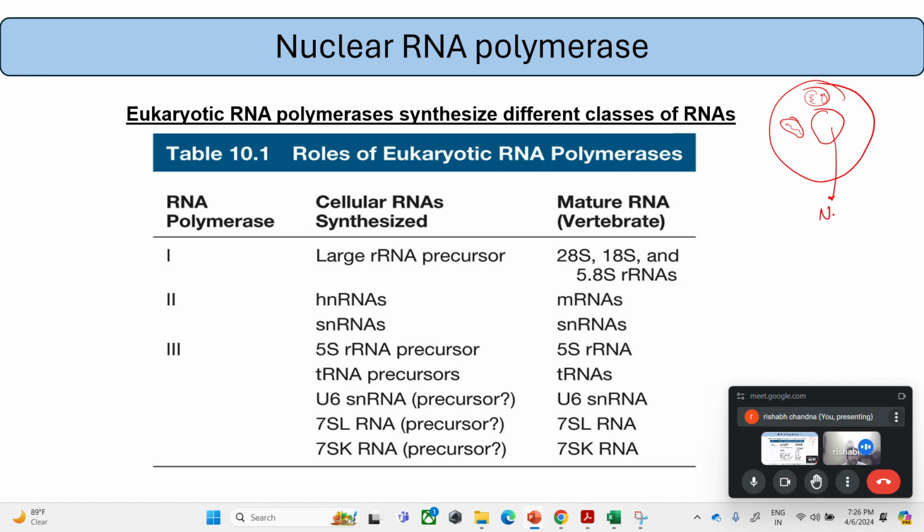One will be located in the nucleus. So we have the nuclear RNA polymerase, and the other is present in the organelles. So we have organelle RNA polymerase.